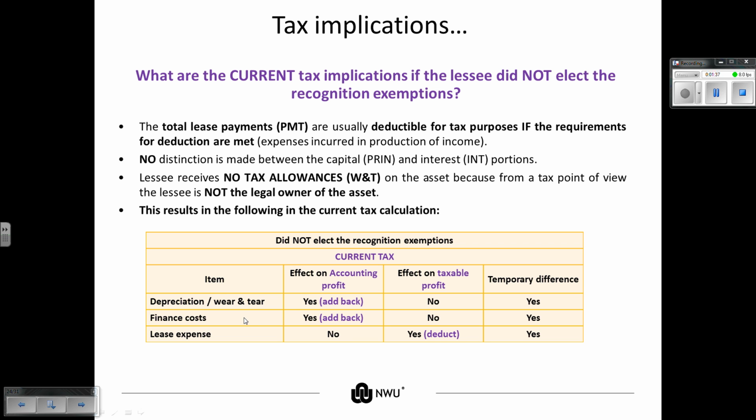However, we as accountants will have a right of use asset with depreciation that I will have to add back. I've incurred finance costs. SARS know nothing about this, so please add it back. However, SARS will then see your lease expense, the payment that you've made, as a deduction.